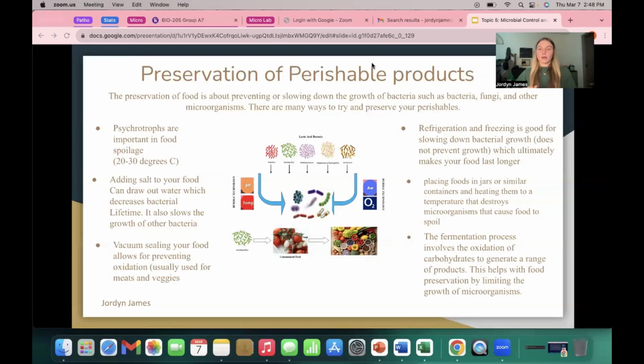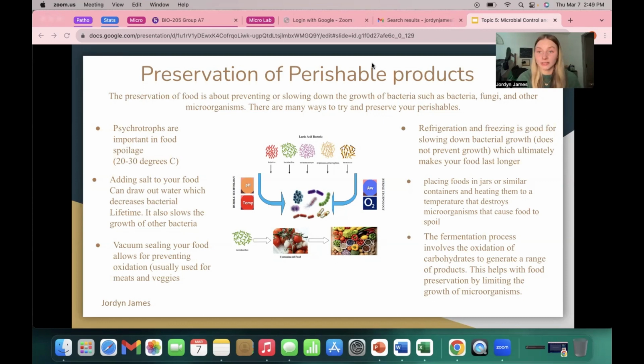Okay, so microorganisms and bacteria play a huge role in the preservation of perishable products. They're actually the main reason why we see food spoilage or moldy bread or any of those things. The preservation of food is about preventing or slowing down the growth of bacteria, fungi, and other microorganisms. There are many ways to try and preserve your perishables.